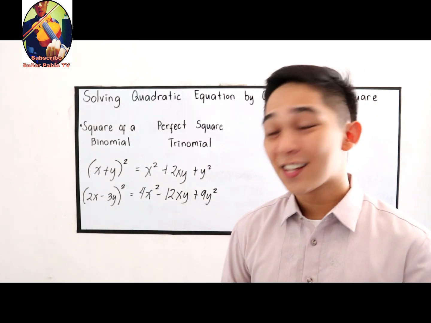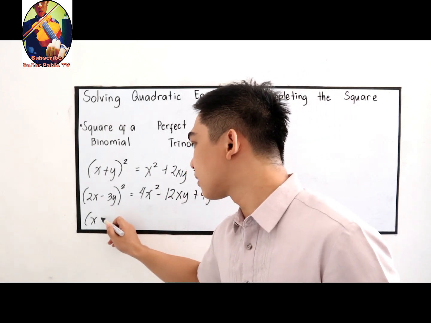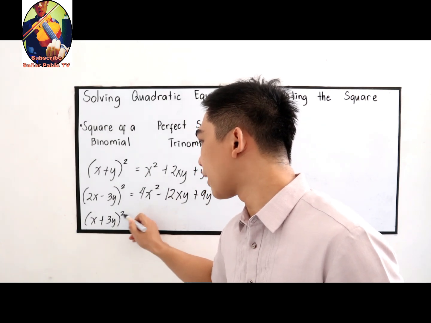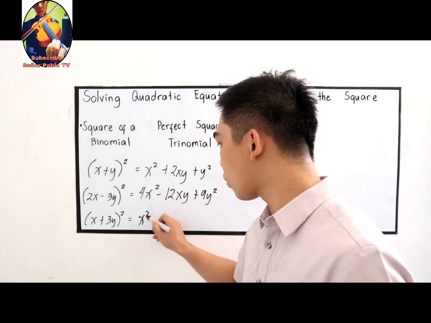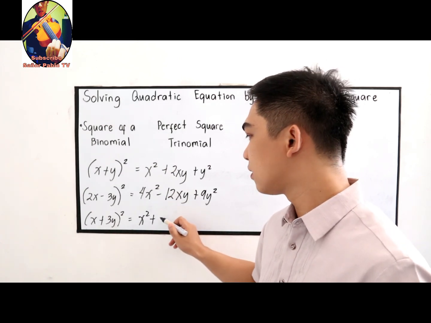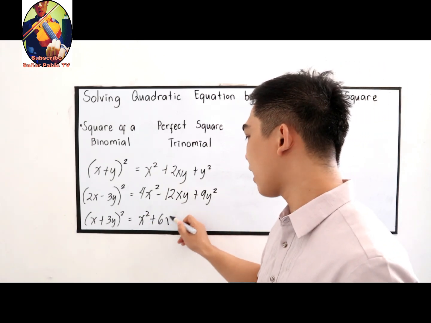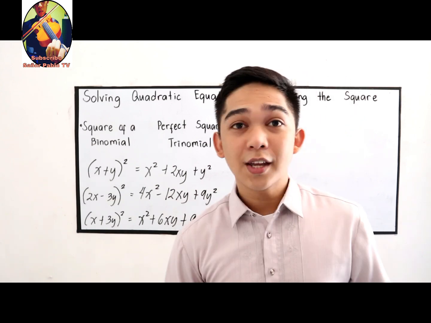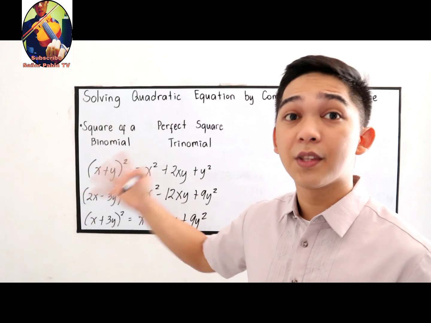Ayan. So, isa pa. Paano pag meron tayong (x plus 3y) squared? Square the first term, x squared, multiply the first times the second, positive 3xy times 2. So, 6xy plus 9y squared. So, ayan yung relationship ng dalawa.